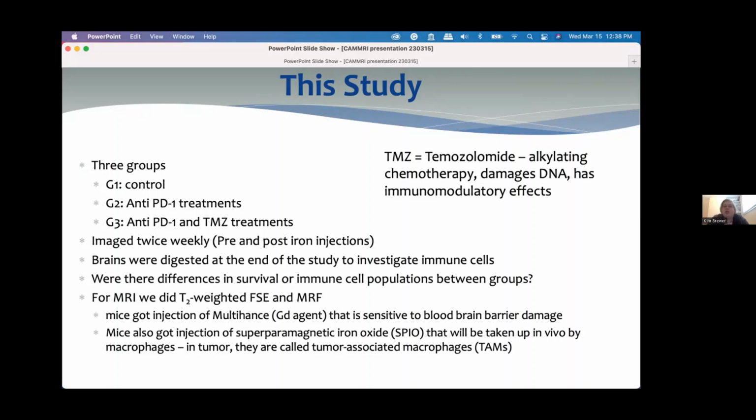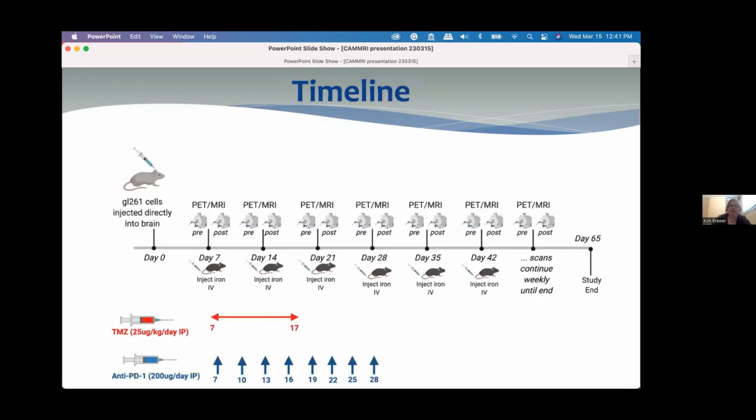We looked at twice weekly images, pre and post the iron injection for the immune cells, because MRF does require a pre and a post. We also digested brains at the end of the study to investigate immune cells. For the MRI, we did MRF, and we did a standard T2 weighted FSE. We did this theoretically up to 65 days. Realistically, you're not going to get longer than day 42.